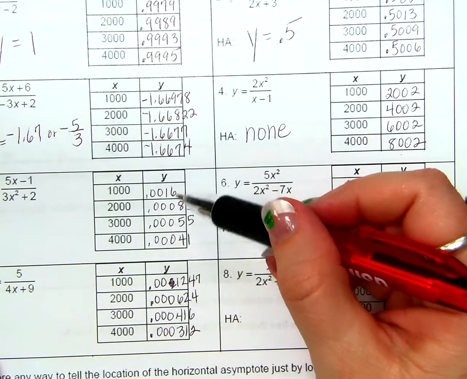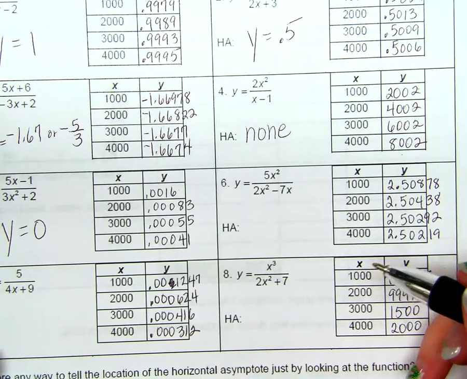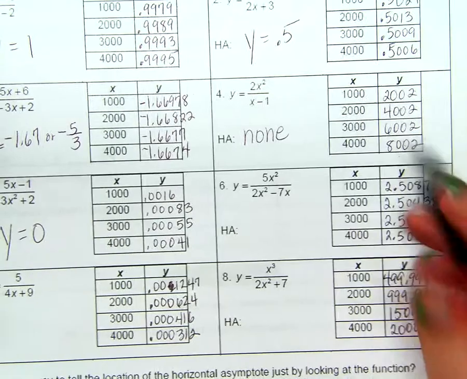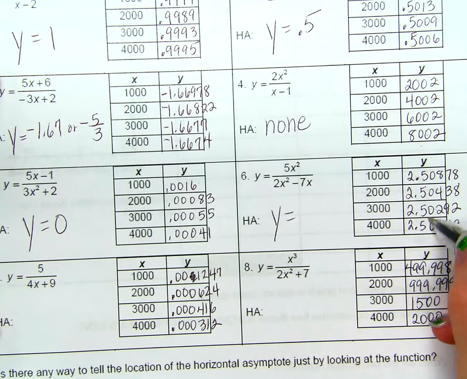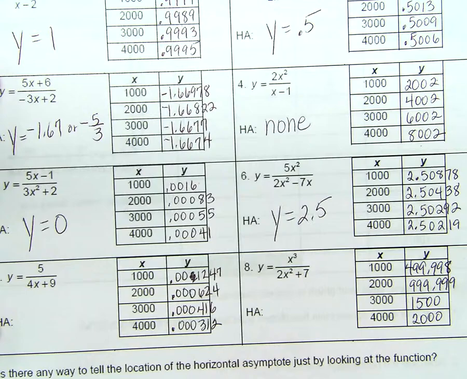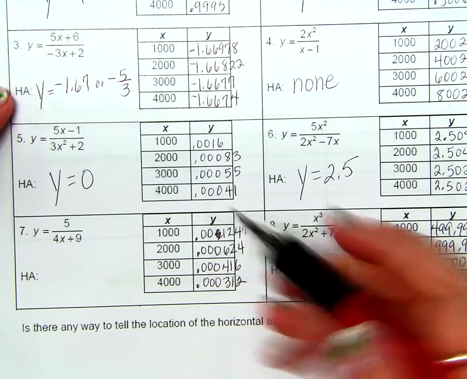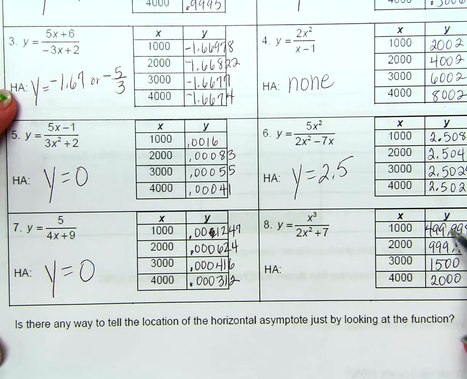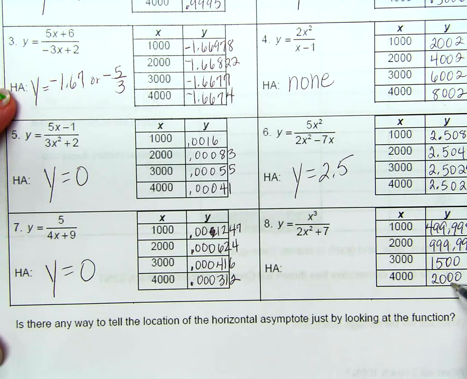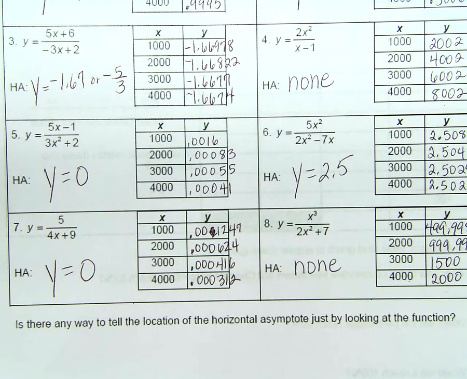This one, getting smaller and smaller and smaller, and eventually it will approach 0. Okay? Number 6, can you tell where it's going? Y equals 2.5. This one, getting smaller and smaller and smaller. It's approaching 0. These numbers, 500, 1,000, 1,500, 2,000, as x is increasing, so is y. So it's going nowhere. It's going just bigger and bigger, so that's no horizontal asymptote.